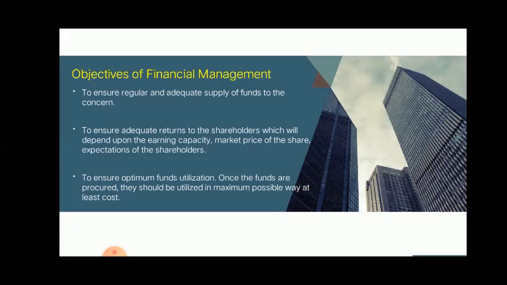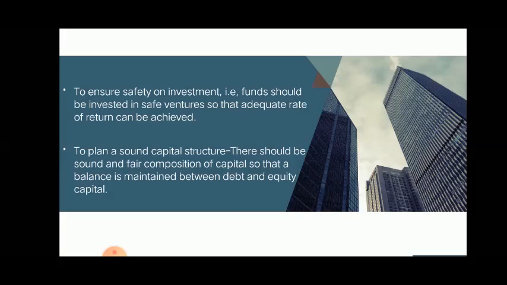Next is to ensure optimum utilization of funds. Once the funds are procured, they should be utilized in the maximum possible way at least cost. Next, to ensure safety of investment, that is, funds should be invested in safe ventures so that an adequate rate of return can be achieved. Next, to plan a sound capital structure, there should be a sound and fair composition of capital so that a balance is maintained between debt and equity capital. These are the main objectives of financial management.